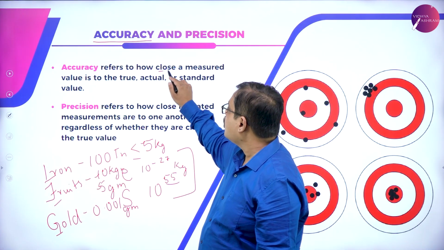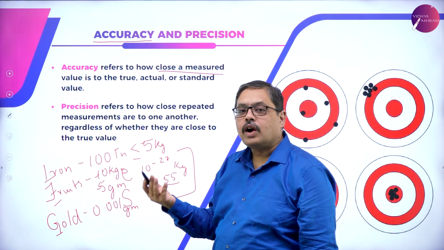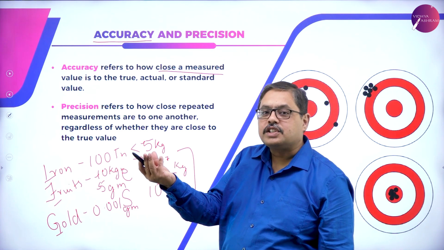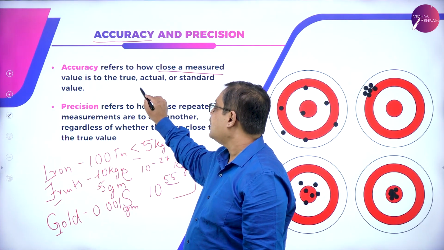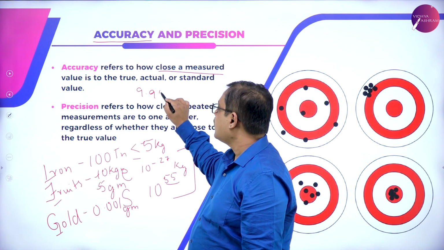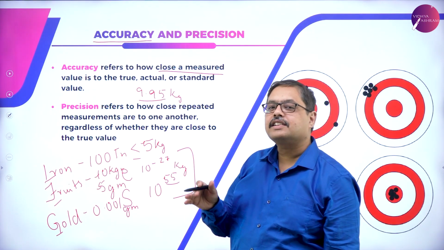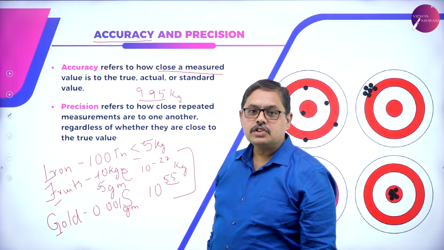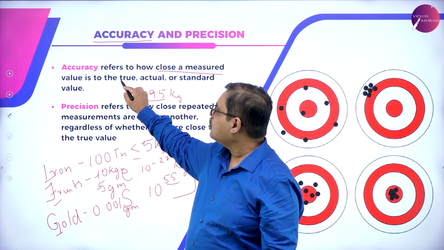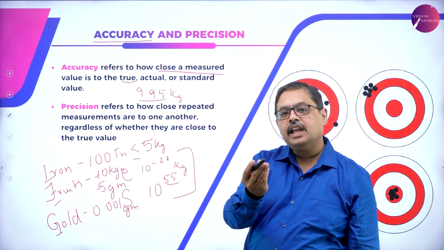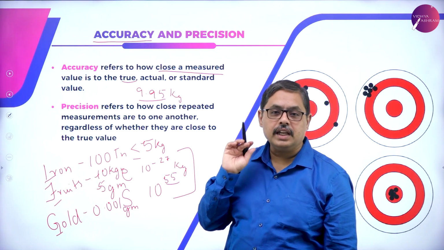Accuracy refers to how close a measured value is to the true value. Suppose you have a quantity which is actually 10 kg in weight. Now you are measuring that with the help of a weighing scale. It shows that it is 9.95 kg. It is quite close. I can say that it is quite accurate. So what is accuracy? It is the comparison between the measured value to the true value of any object. So this is called as accuracy, how close you are to the true value.